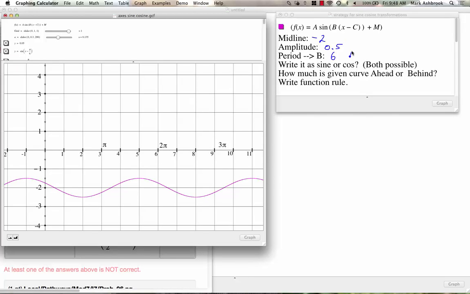So what do we need? We need the coefficient that when the input reaches 6, the argument reaches 2 pi. We need the coefficient such that when the input reaches 6, we've done an angle of 2 pi for one full rotation. So B is pi over 3, 2 pi over 6.